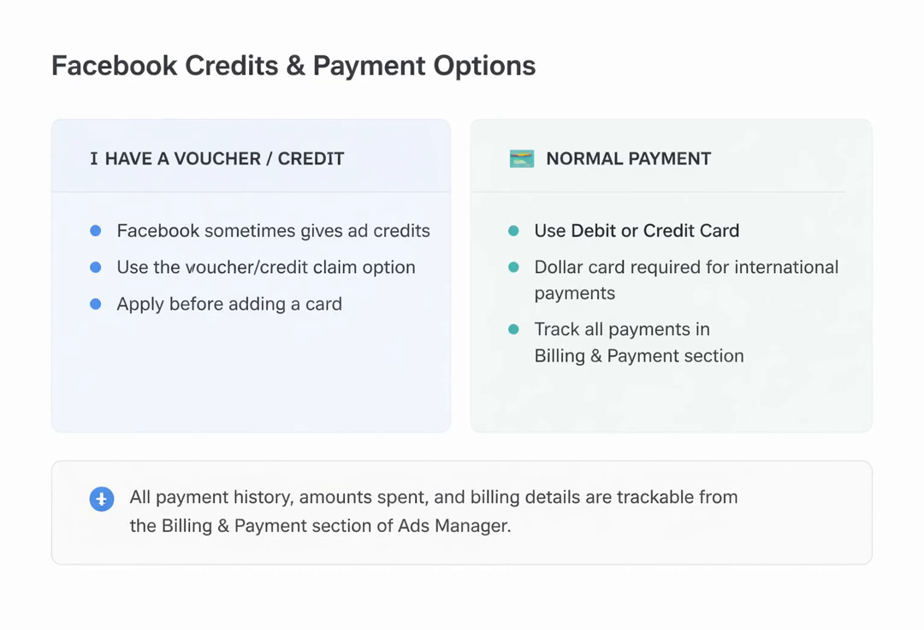Inside the payment section, you'll notice there's also an option labeled something like I have a voucher or a credit claim option. This is when Facebook gives you promotional ad credits, which they do occasionally. If you ever receive such a credit, you can claim it from here. For most people, though, you'll be going through the normal debit and credit card route.